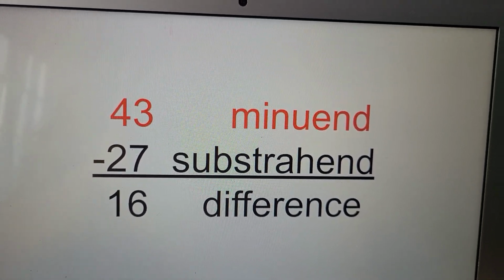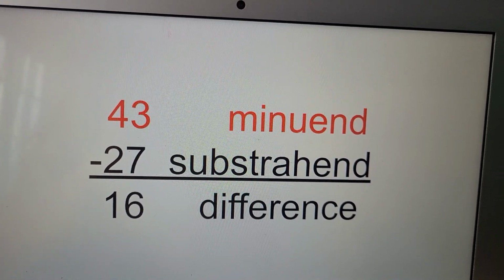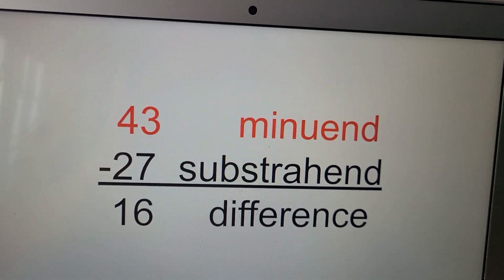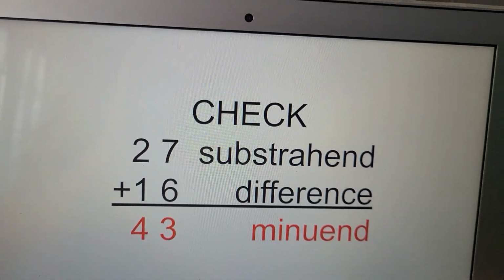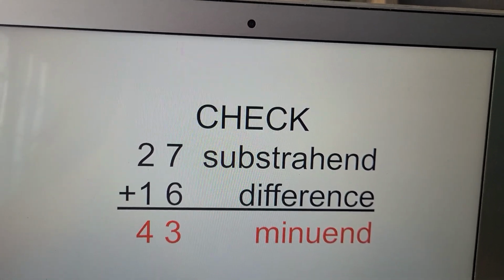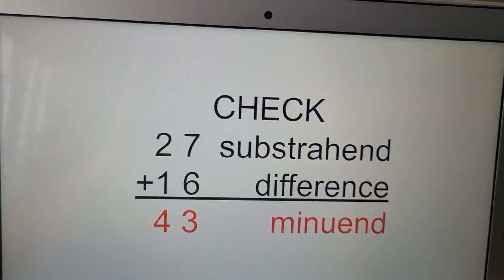So what I do is I take the subtrahend and the difference, and the opposite of subtraction is addition. So I add the subtrahend plus the difference, and then I get the minuend.